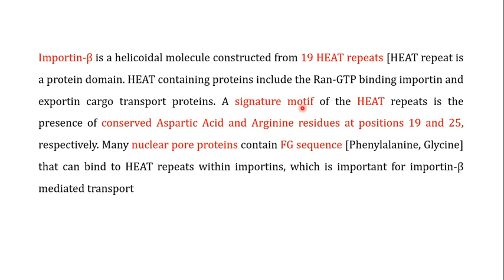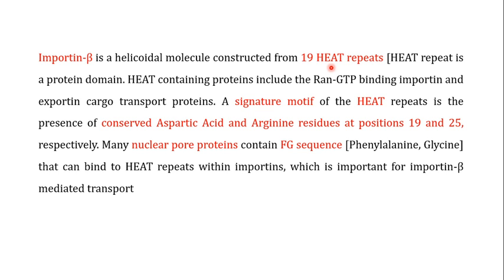Now, this HEAT repeat has a signature motif by which you can recognize it. The signature motif of the HEAT repeats is the presence of conserved aspartic acid and arginine residues at position number 19 and 25. If you have a domain and you are saying that it is a HEAT repeat, the signature is that there will be an aspartic acid at position number 19 and an arginine at position number 25.